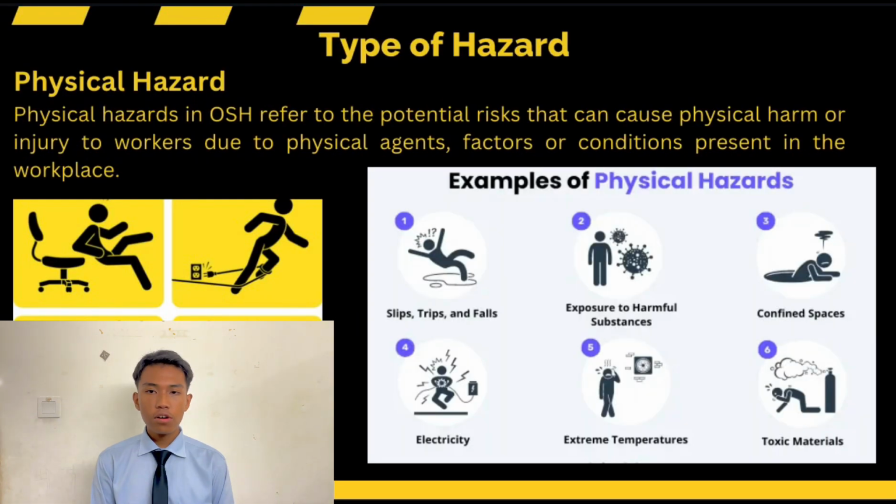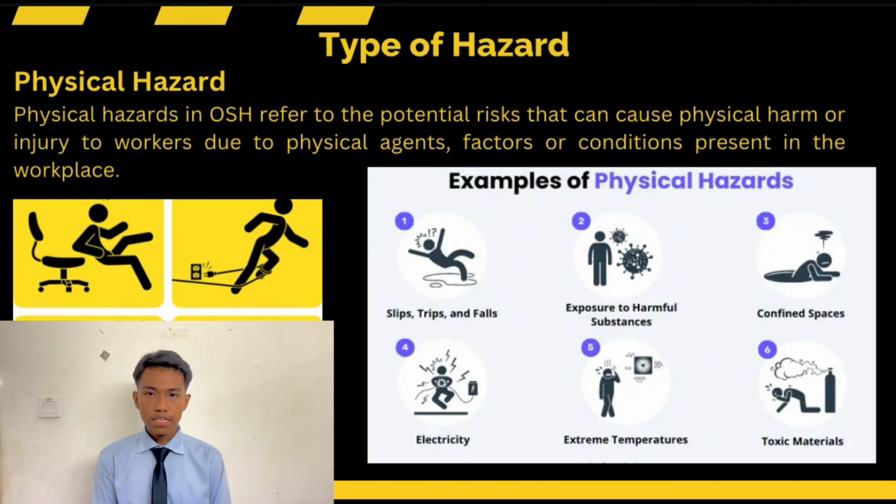There are 5 types of hazard. Number 1 is physical hazard. Number 2 is biological hazard. Number 3 is chemical hazard. Number 4 is ergonomic hazard. And number 5 is psychological hazard.